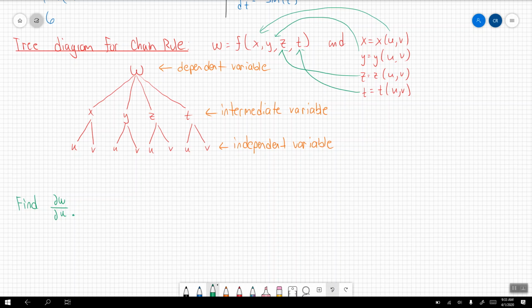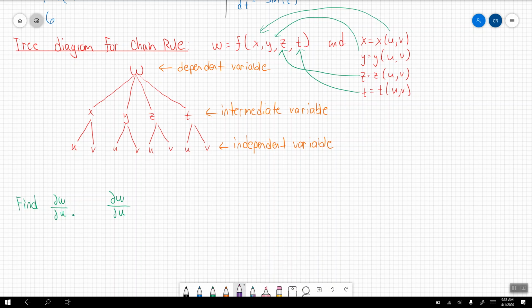Oops. Excuse me here. The partial of w with respect to u. Wow, technical difficulties in the morning. It's okay. So here we go. I'm going to write this in purple.